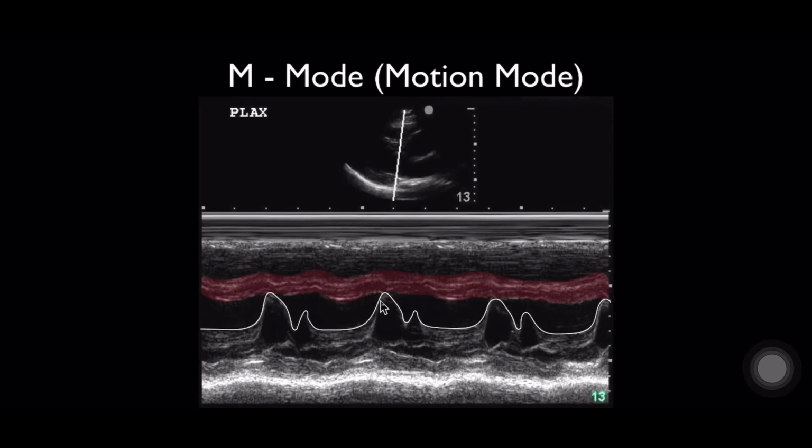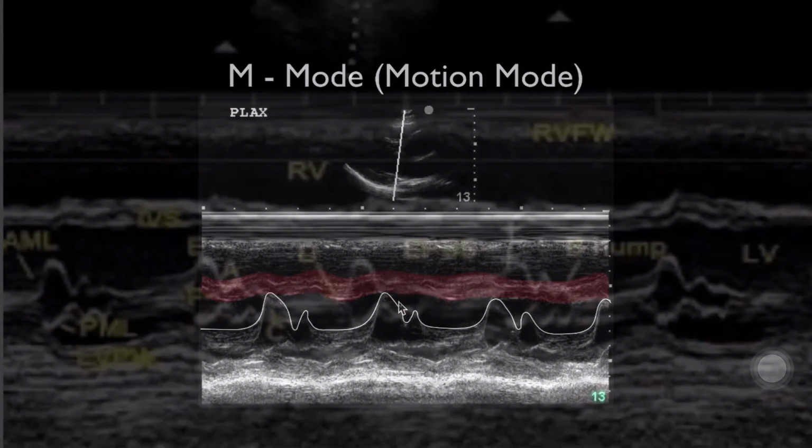And then it's going to go through that same process, relaxes, flips up, lets all the blood in, it slaps against that wall. And so this is a pretty normal looking mitral.